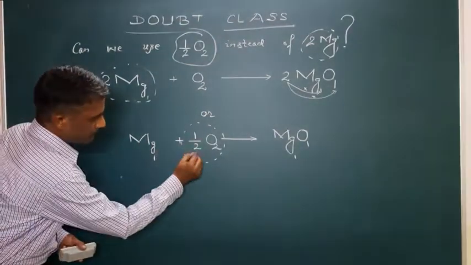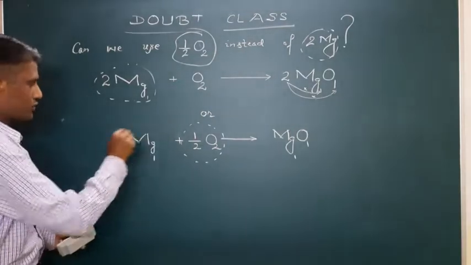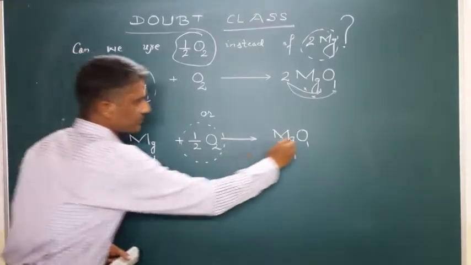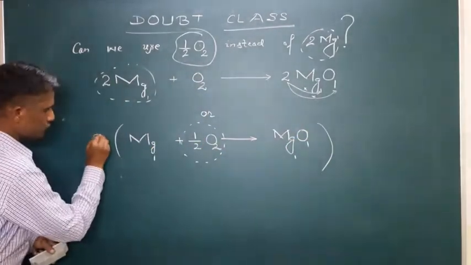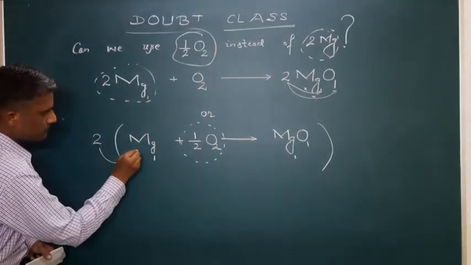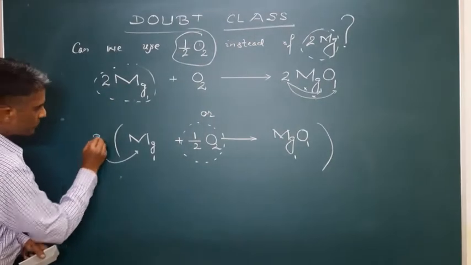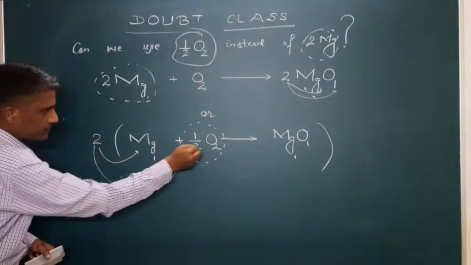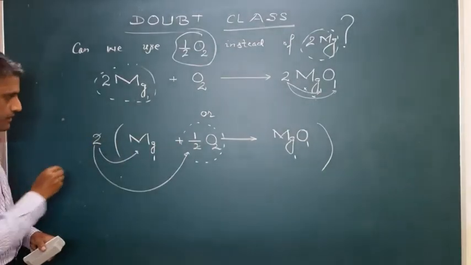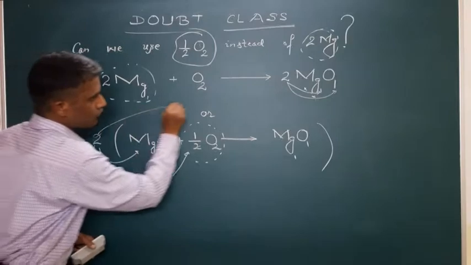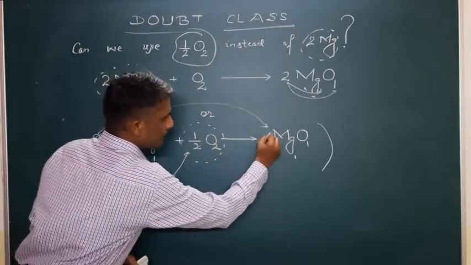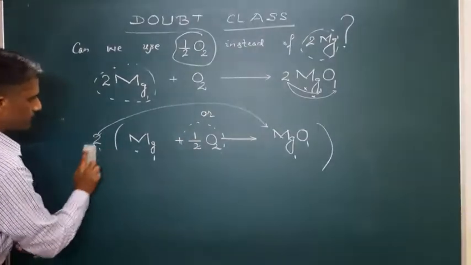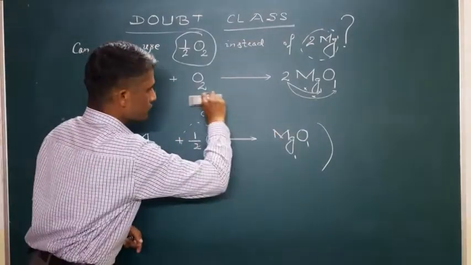If you multiply this whole chemical equation by 2, it will become 2Mg. When you multiply by 2, this 2 and this 2 are going to cancel, and this other 2 is going to multiply over here and it will come as 2MgO, 2MgO. So this is the kind of final equation you are going to get.